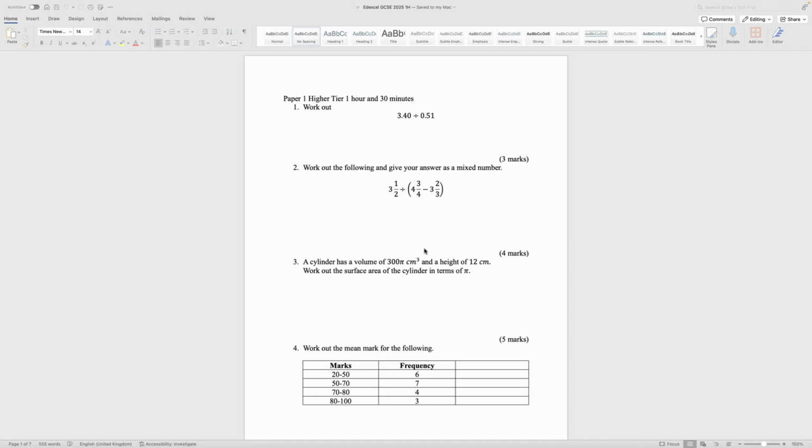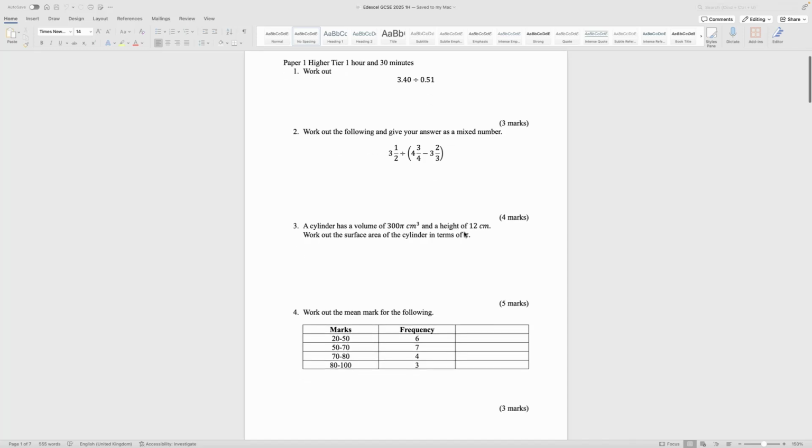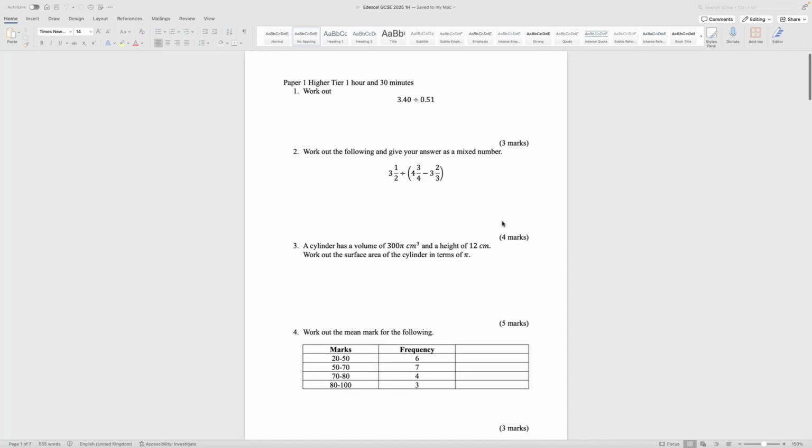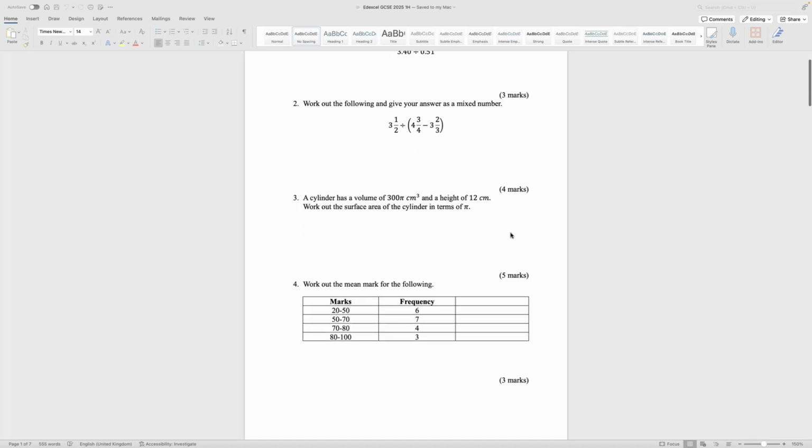Okay, so here we go. Question one, work out 3.40 divided by 0.51. Question two, work out the following and give your answer as a mixed fraction. 3 and 1 over 2 divided by 4 and 3 over 4 minus 3 and 2/3.